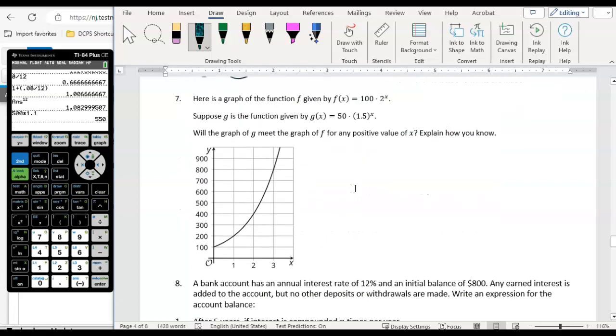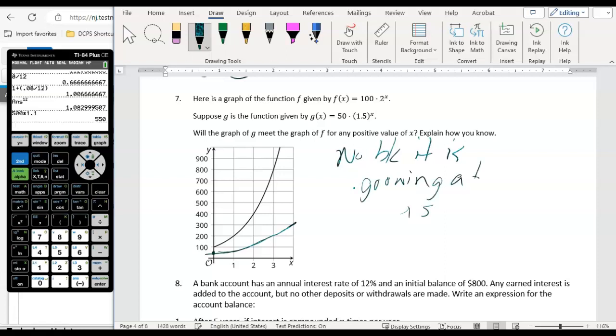Number 7 says, here is a graph of the function f. Suppose g is the function given by g of x is 50 times 1.5 to the x. Will the graph of g meet the graph of f for any positive value of x? Explain how you know. So if we're looking at g of x, it would be starting lower. And notice here that it is growing slower, which means that the graph would come out this way. And so it would not go up past the other graph. So no, because it is exponentially growing at a slower rate.